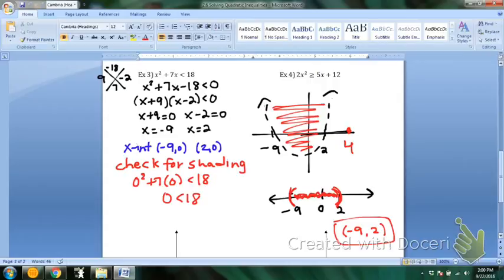Questions about this? Okay, try number 4 on your own. You're going to have to split the middle on number 4. Okay? Take a minute. You can talk with your neighbor if you want to. I want you to work on number 4. Set it equal to 0 first. Keep your x squared positive, so you're going to move the 5x and the 12 over.